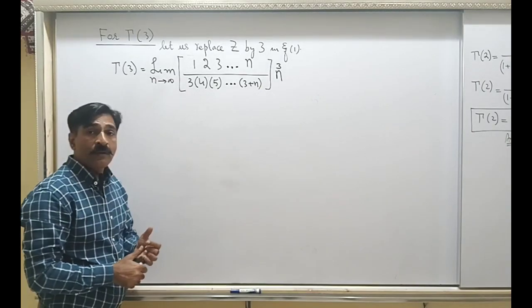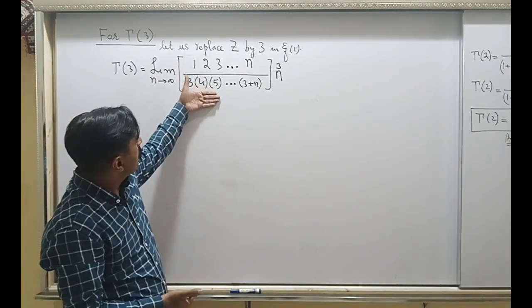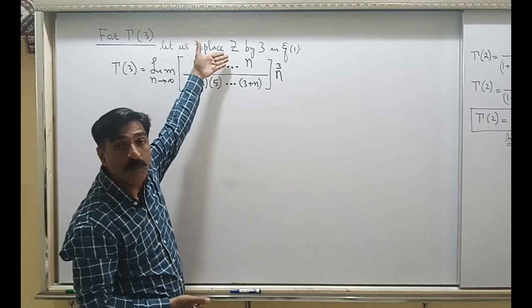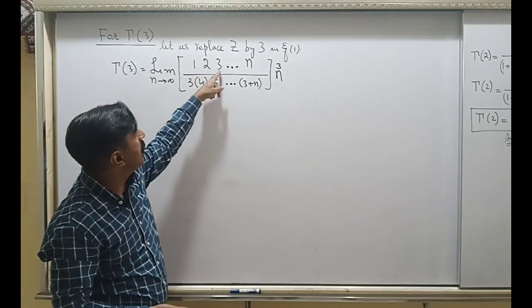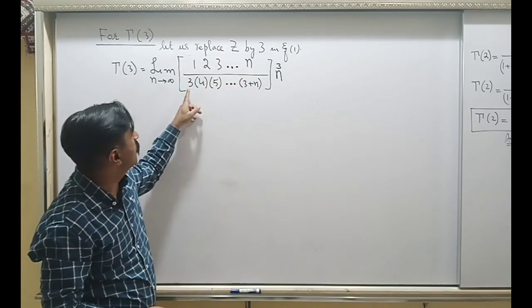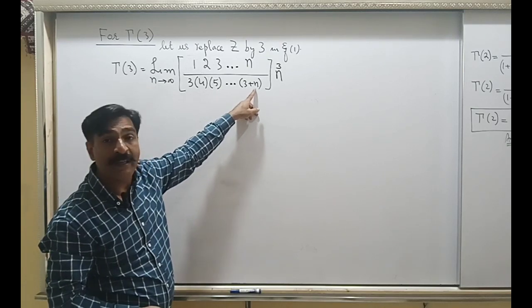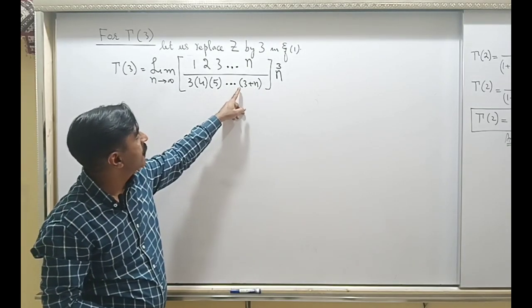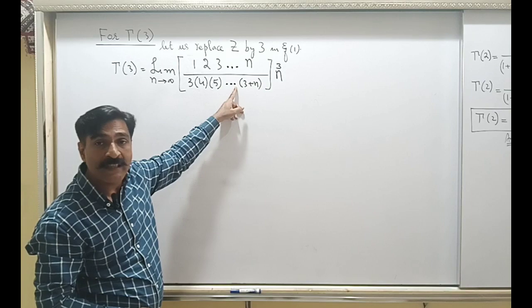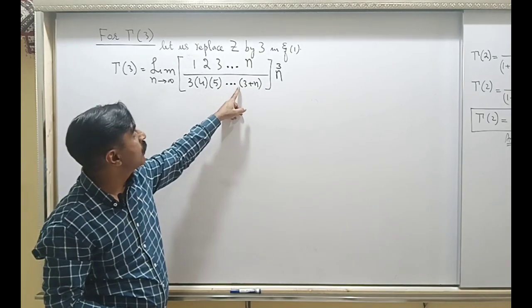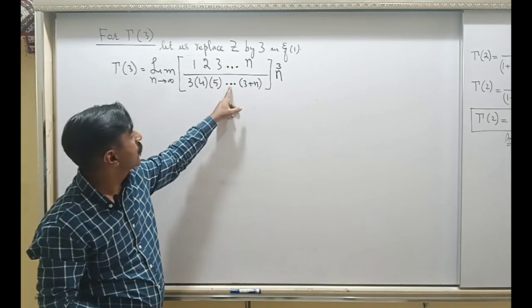Now, you need to make denominator same as numerator. And numerator contains factors up to n, but the denominator contains factors up to 3 plus n. So the previous factors will be 2 plus n, 1 plus n and n. Let's reveal those hidden factors here for the 3 dots.